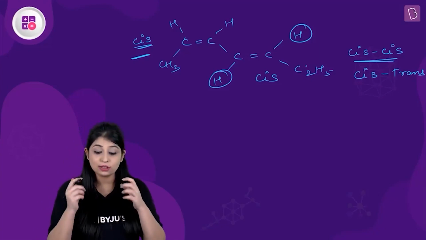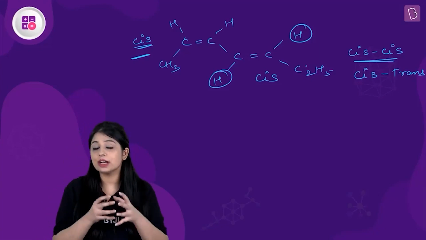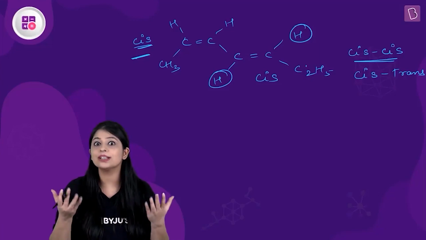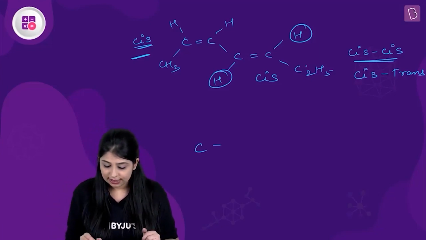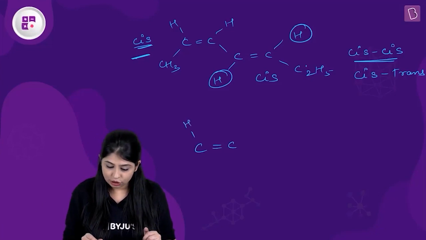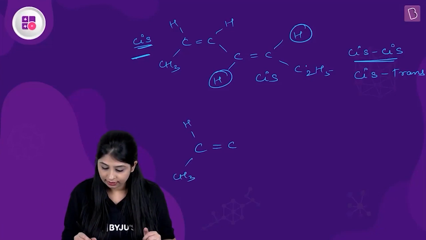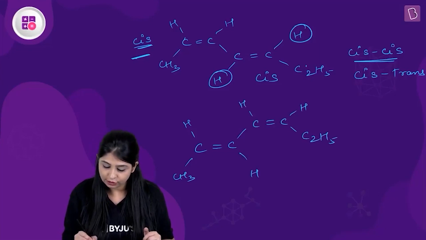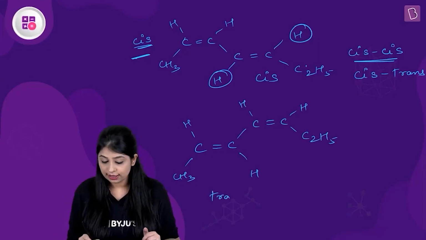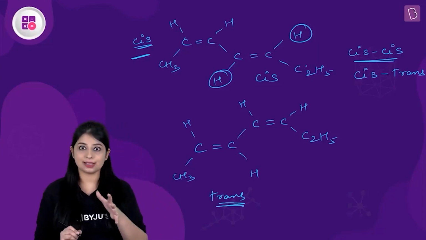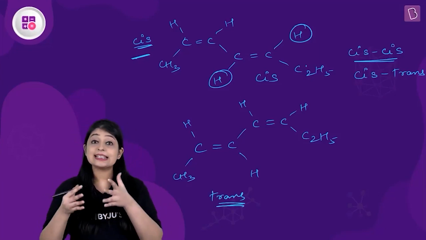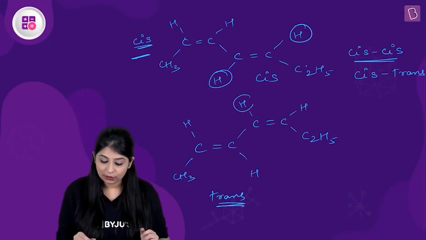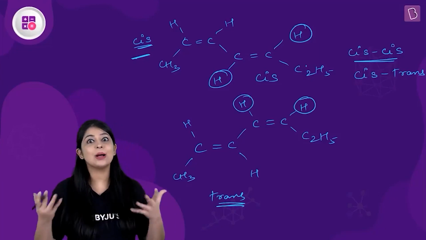Correct. Now let's have a look at the other isomer in which the arrangement around the first double bond was trans. So C double bond C, H, CH3, C double bond C, H. Here we'll have H, C2H5, and here also we have H. So the arrangement around the first double bond is trans. Now, if we look at the second double bond, right now what do we have? 2 hydrogen atoms on the same side.